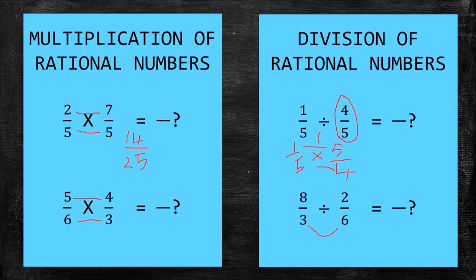Similar way, we have to do this. 8 by 3. First, you have to convert division symbol into multiplication. 8 by 3 into 6 by 2. The second number, it will be in the reciprocal form if you convert division to multiplication.